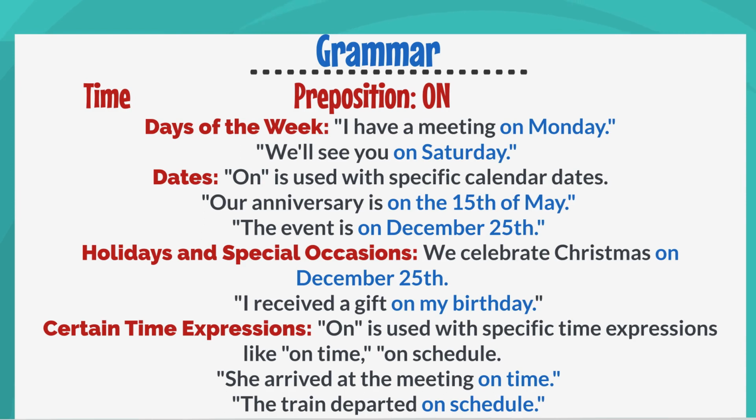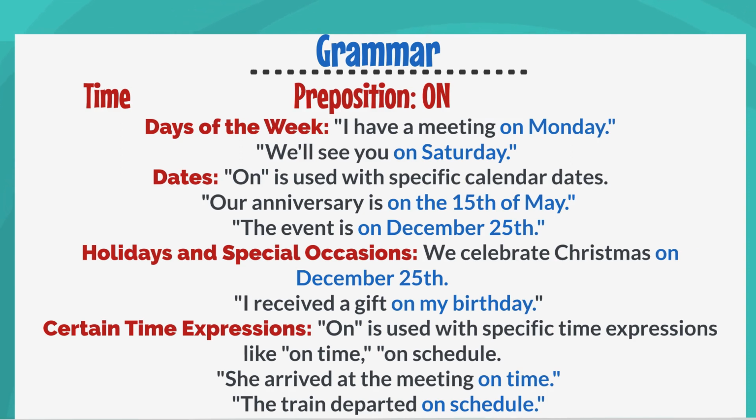Days of the week. On is used with the days of the week. For example, I have a meeting on Monday. We'll see you on Saturday. Dates. On is used with specific calendar dates. For example, our anniversary is on the 15th of May. The event is on December 25th.